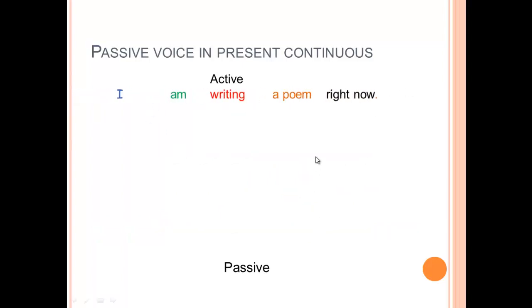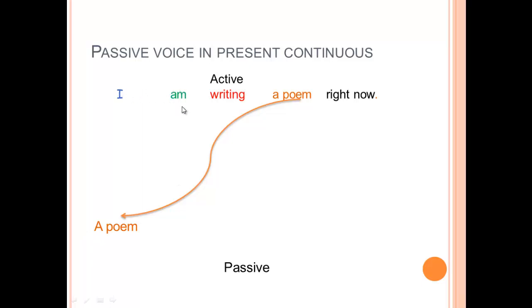I am writing a poem right now. Okay, let's analyze the sentence. I is the subject, am writing is the verb, which is formed from verb to be in the present and the verb with ing. A poem is the object, and right now is the time indicator that tells me that this sentence is in present continuous. Okay, let's now change this sentence from active into passive. I should start with the object, of course. Excellent, here we go. A poem.